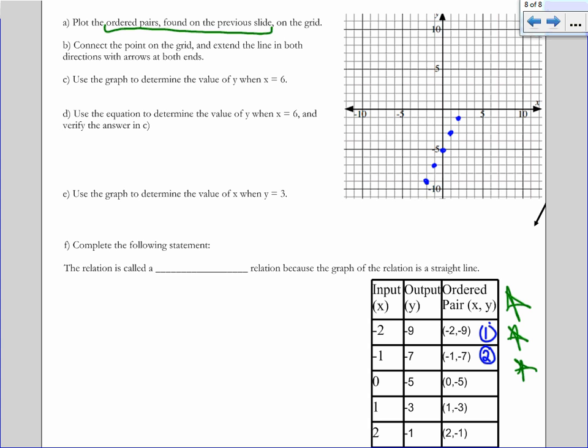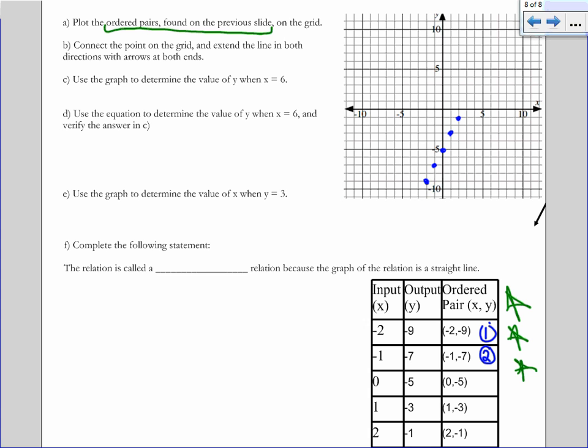If that was fast for you, take your time, pause the video, graph those things as your own, make sure that mine line up with yours. Question B, connect the points on the grid and extend the line in both directions. So you'll see these grid points all make a beautiful straight line. They want you to draw a line right through it.